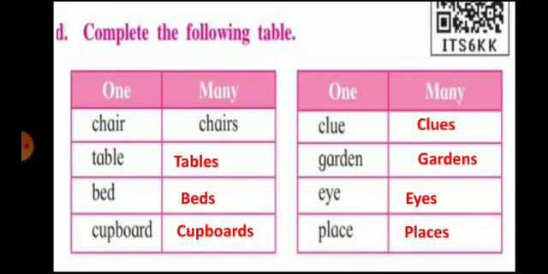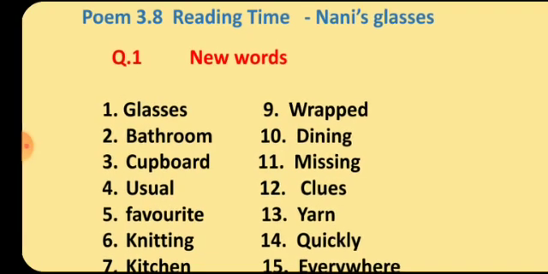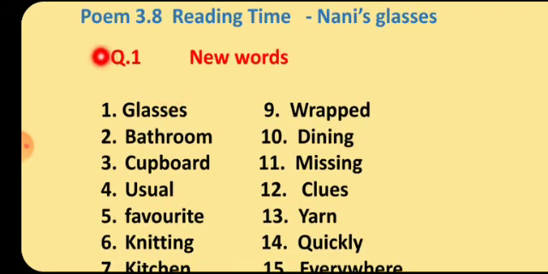Okay. Now we will see the exercise which you have to do in your English copy. So give the heading of the poem. Poem 3.8, reading time, put a dash and write down Nani's glasses. Write down today's date. Then question number 1, new words. So we will see the new words.